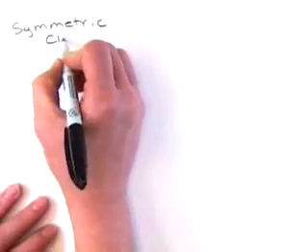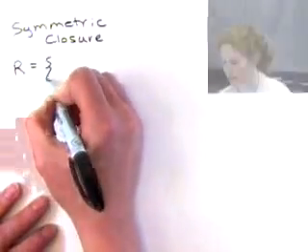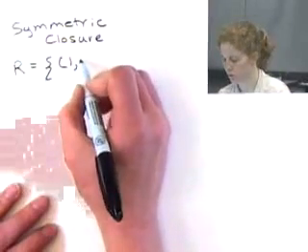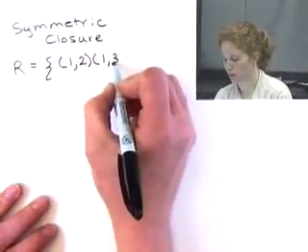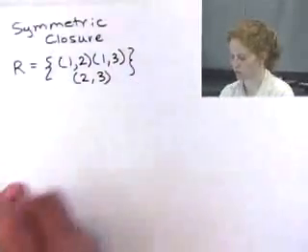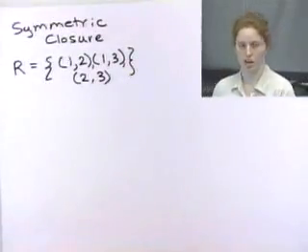Okay, so let's figure out what the symmetric closure would be. What do I have to do to a relation R to make it symmetric? Let's go back to our original thing that I had. I had (1, 2), (1, 3), and (2, 3), right? That's the 3 points I had. If I want to make this symmetric, what do I need to add to it?